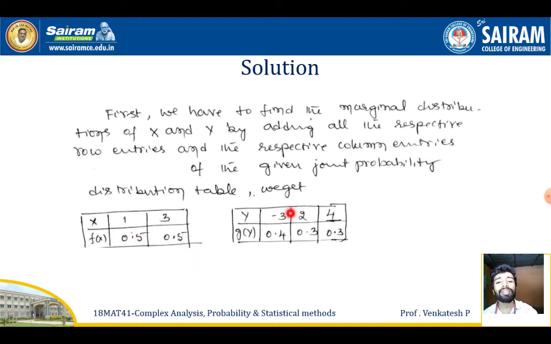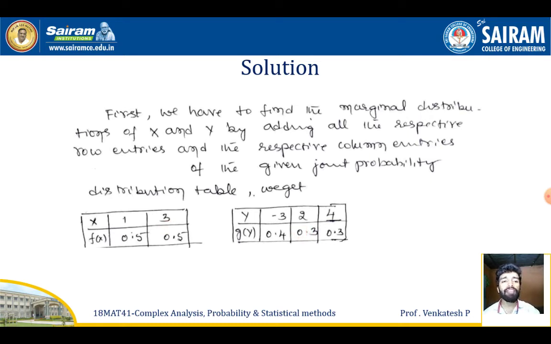Similarly, at y equal to -3, I got 0.4. At y equal to 2, I got 0.3. At y equal to 4, I got 0.3. Adding these, the total is equal to 1. So these two are the marginal distributions with respect to the given joint distribution table.